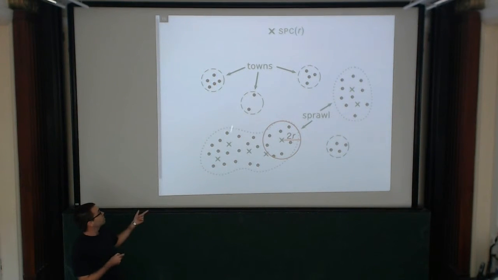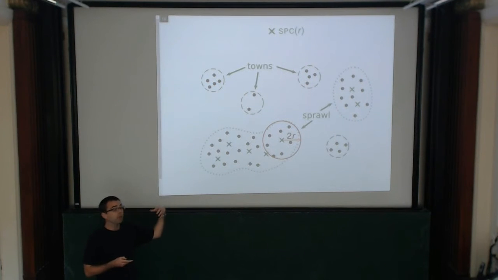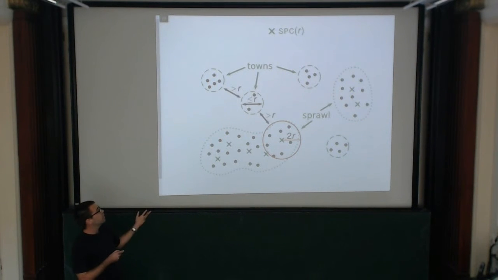And then all the vertices that are far from a hub, and by far I mean more than distance 2r, are clustered into what I call towns. Okay, and these clusters have the property that each town has diameter at most r, and they have a minimum distance of r to everything else, so to other towns, but also to vertices in the sprawl.